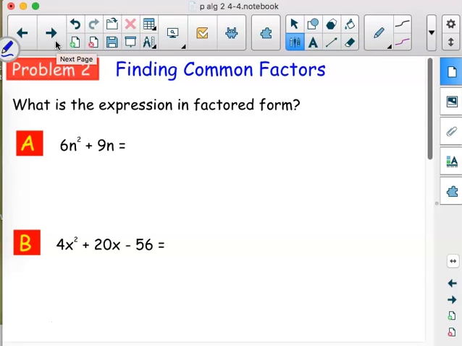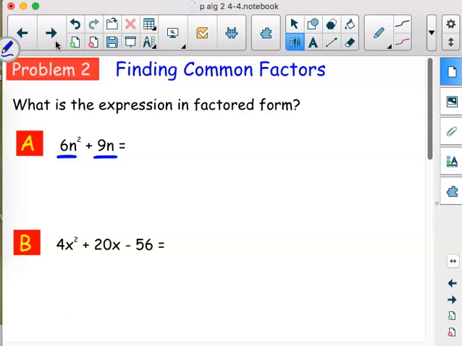The first thing I noticed about A that's different is it only has 2 terms. The second thing I notice is there's a number in front of that n squared. I don't like that there. So I start thinking, is there something that would divide evenly into both 6 and 9 and n squared and n that I could take out of this before I try any more factoring? Find something that'll come out and unmute and tell me what it is. 3n. Yeah, not only can we take a 3, we can take an n.